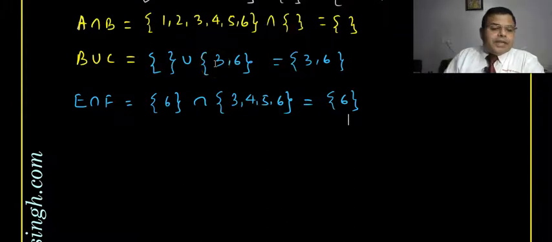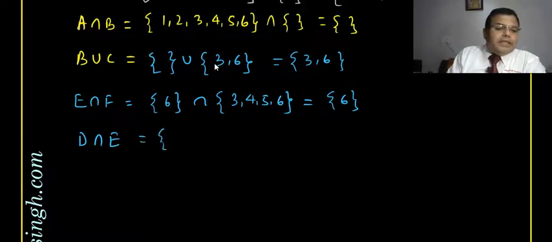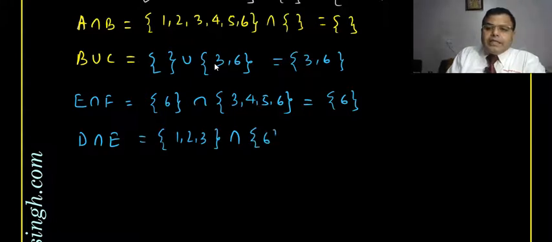Now the next question is D intersection E. D is described as a number less than 4, that is 1, 2, 3. And E is 6. So in that case, what is common? Nothing common, so it will be the empty set. Now the next one is A minus C.